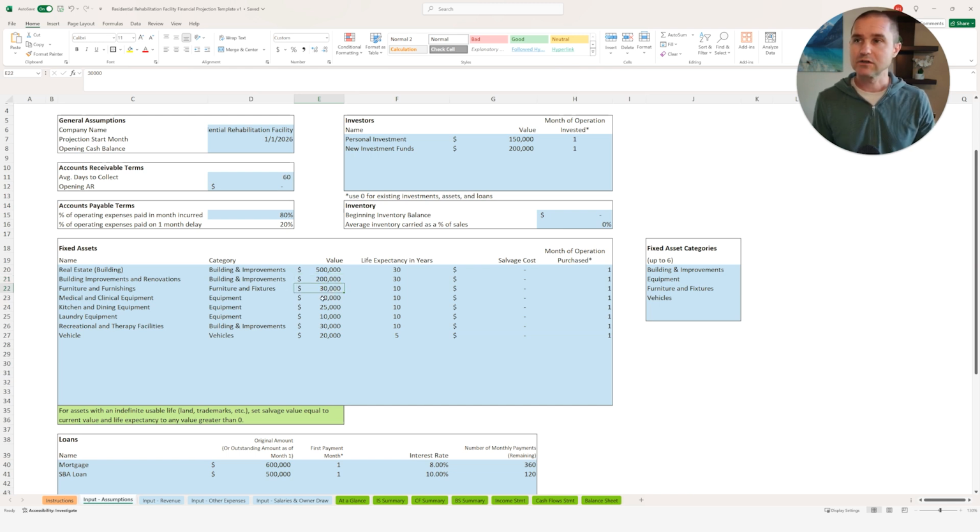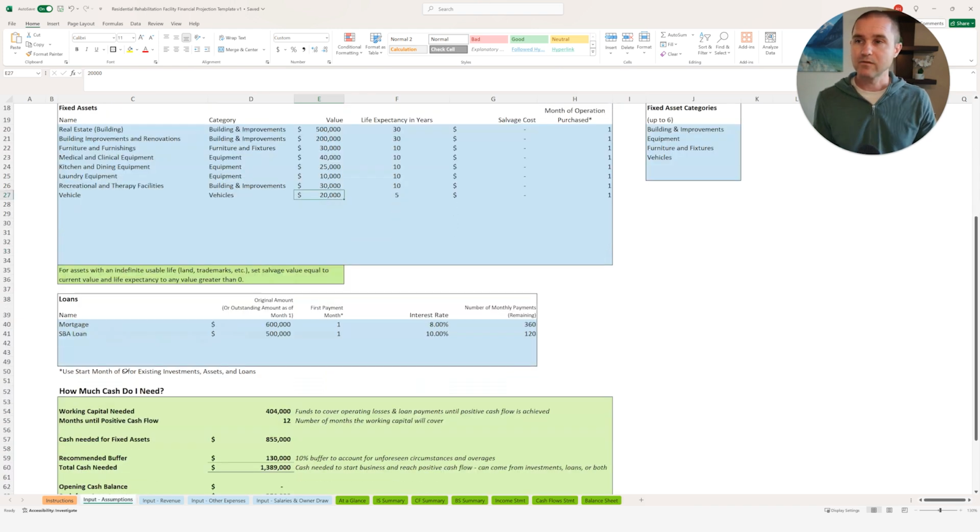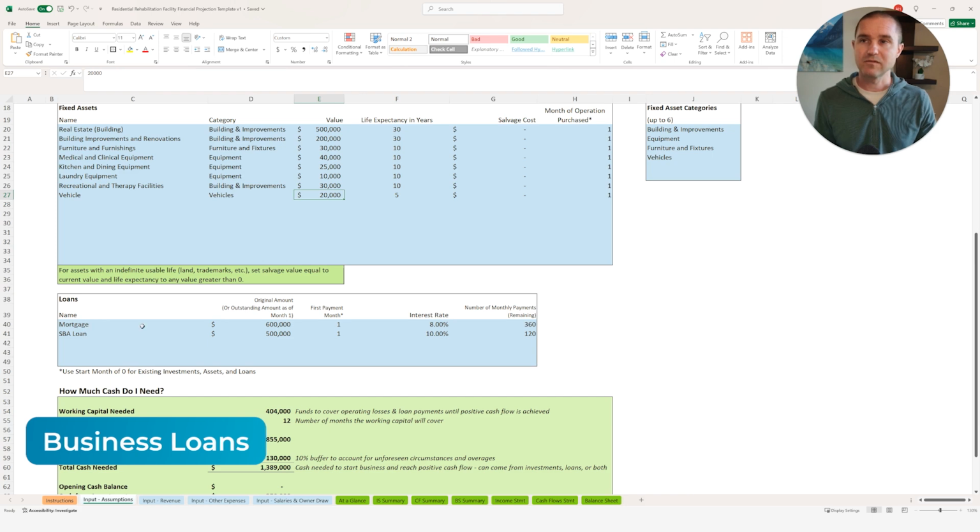And then we've got some furniture, kitchen equipment, laundry, therapy facility, and maybe a work vehicle of some sort. Okay, so here's kind of our fixed assets that we think are our startup costs, right? And then we have the ability to put in loans. And so we're going to have 2 separate loans here in this example.